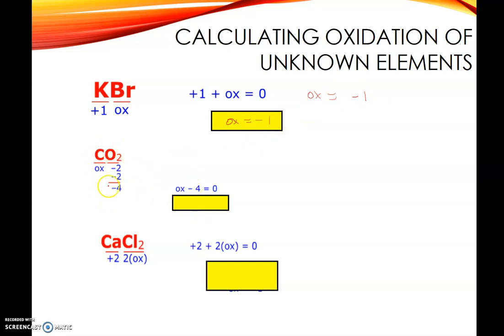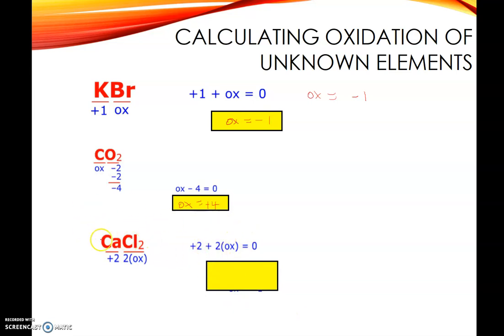In this example here, carbon dioxide, we know that when oxygen's combined, it's got an oxidation state of -2. And we've got 2 lots of -2. Okay, so we've got our oxidation number of carbon plus -4 equals the charge, which is 0. So we'll simplify that. Ox -4 equals 0. So then your oxidation number is equal to +4.